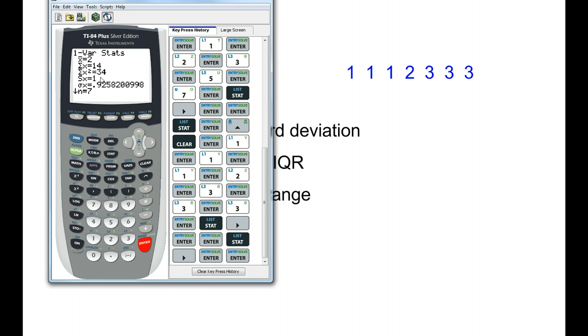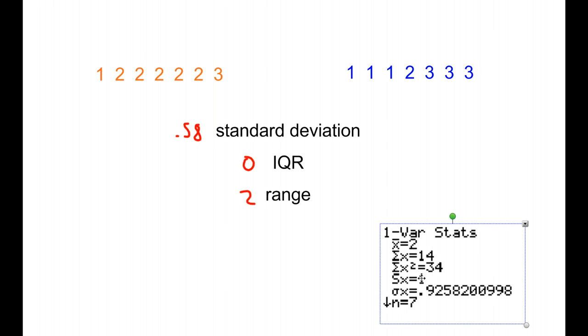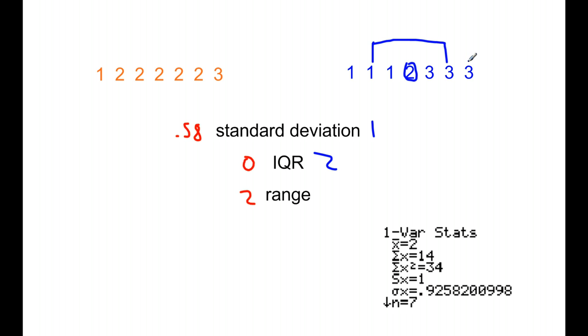And then we have our data here. So our standard deviation is 1. So on average, numbers are 1 away from the mean. Let's write that in. Interquartile range, we can figure that out the way we did earlier. That's my quarter 1, that's my quarter 3. 3 minus 1 is going to be 2. And then range, highest minus lowest, 3 minus 1 is 2.